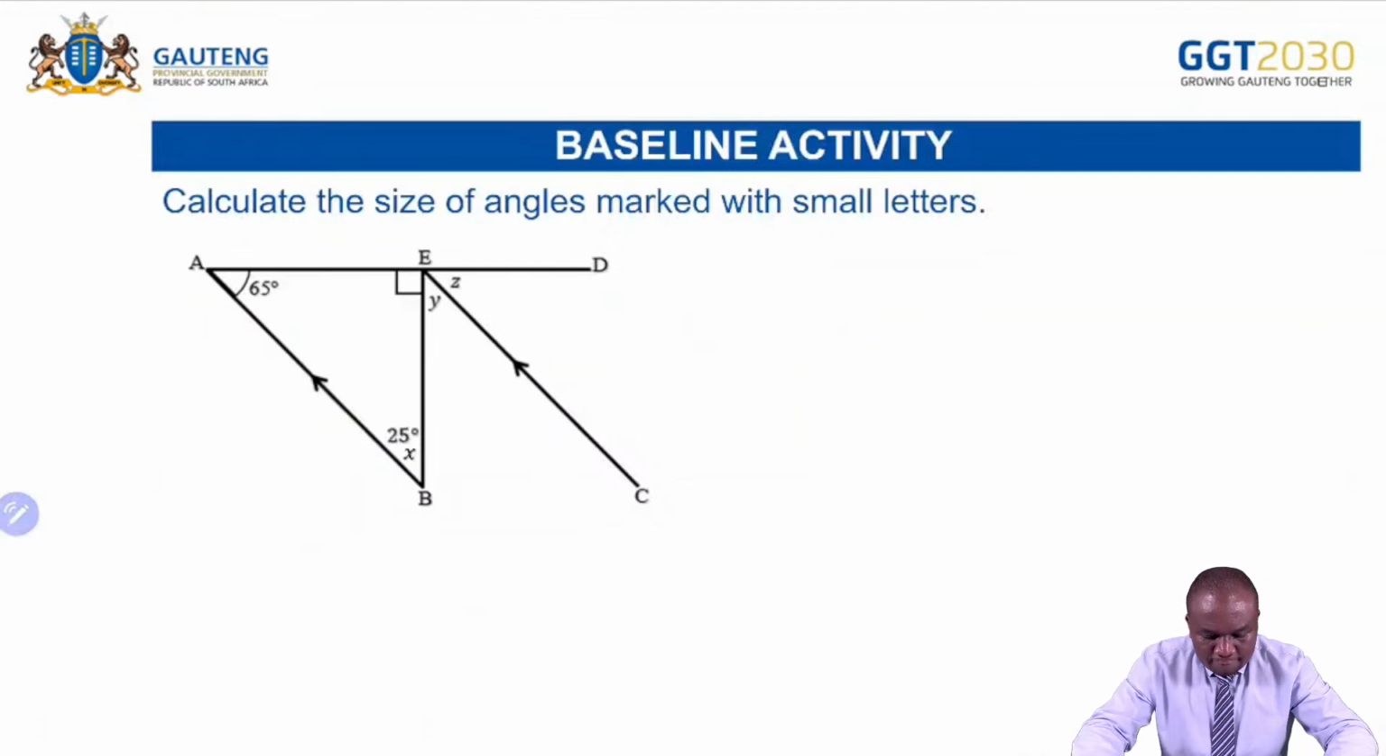Calculate the size of angles marked with small letters. So we have angle Y and Z. X is already given there. X is 25, so don't worry about X. You may use X to find Y and Z. Let's find the value of Y and Z. I'm going to give you 2 minutes. Not 2 minutes for each, so it's 4 minutes. Okay, let's try.